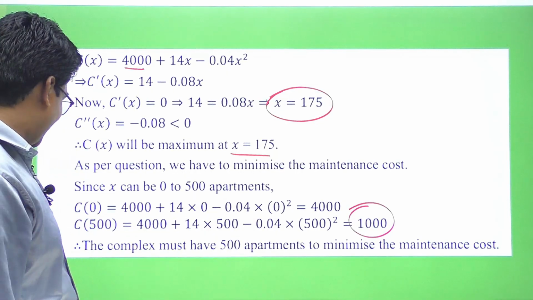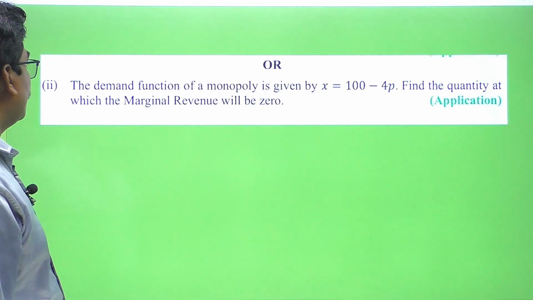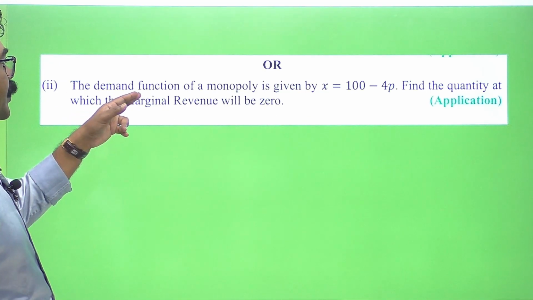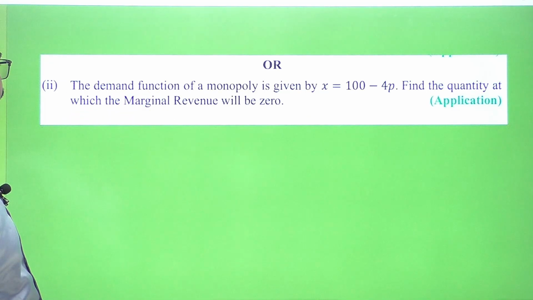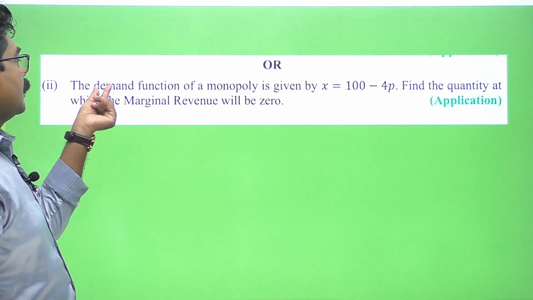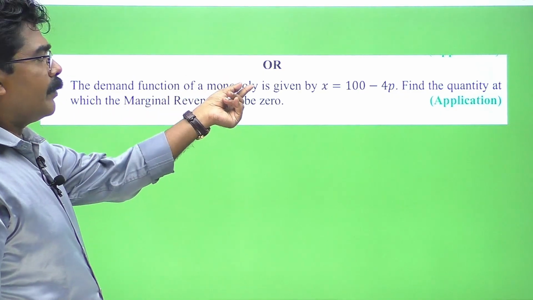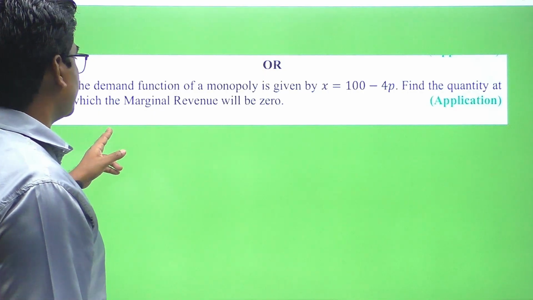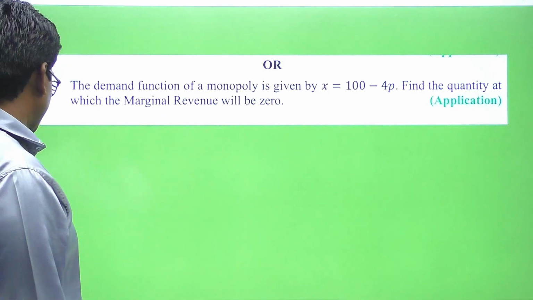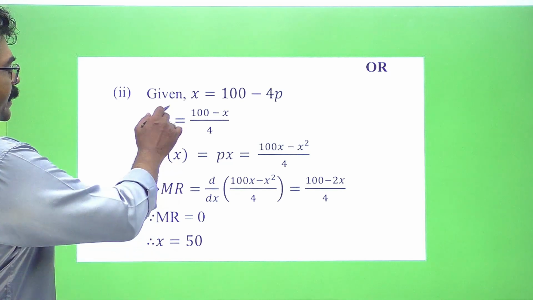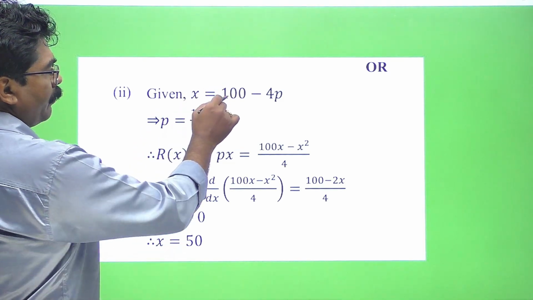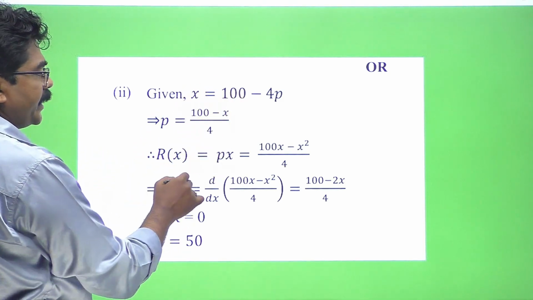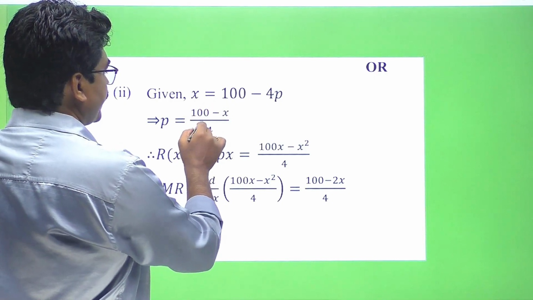Okay. Next question, next sub question. The demand function of a monopoly is given by x is equal to 100 minus 4p. Find the quantity at which the marginal revenue will be 0. The x is equal to 100 minus 4p. From this, write p in terms of x. So p is equal to 100 minus x by 4.